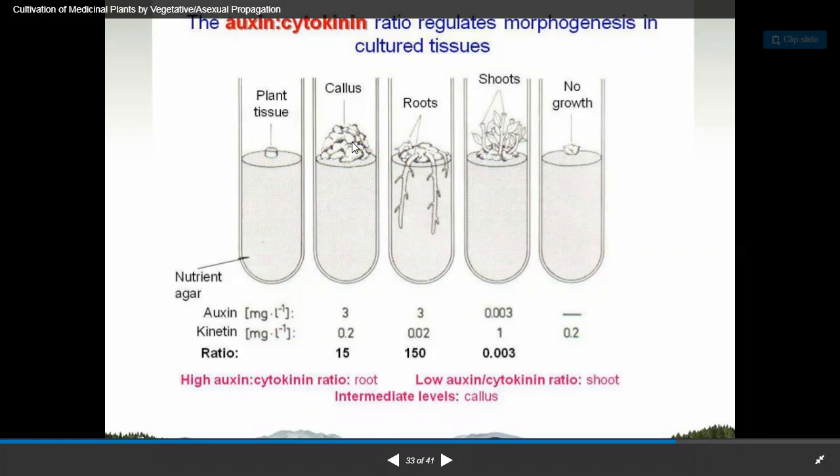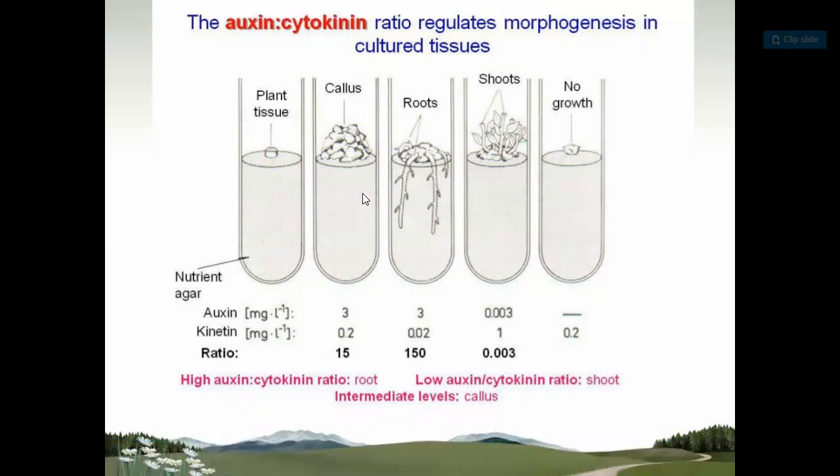So here you can see different ratios: 3 is to 0.2, 3 is to 0.02, and 0.003 is to 1. So different ratios. Here the ratios are 15, 150, and 0.03. If you take different ratios, you can see different types of growth in the plant. So that's why we need to be very particular about the ratio of auxin and cytokinin, how much we are giving for the expected morphogenesis.